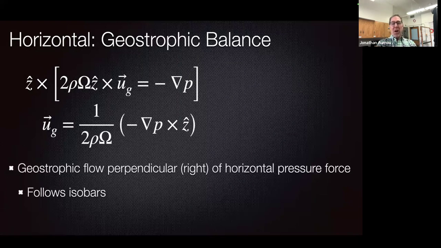So the geostrophic flow in the northern hemisphere is to the right. In the southern hemisphere, it's to the left. It's just a minus sign because you're upside down with respect to z hat. But in the northern hemisphere, the geostrophic flow is always to the right of the horizontal pressure force.